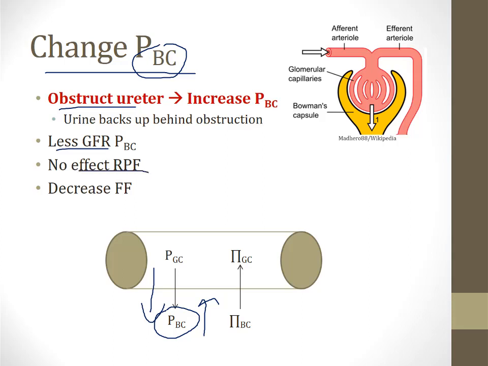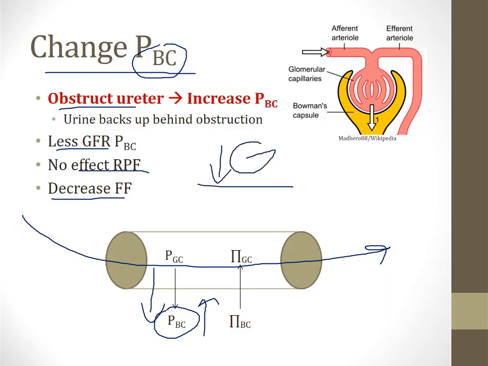There's no effect on renal plasma flow. Blood will continue to flow through the system normally. So what you will see is a fall in the filtration fraction because we've got a drop in the GFR, but we have no change in the denominator of the filtration fraction equation, which is the renal blood flow.